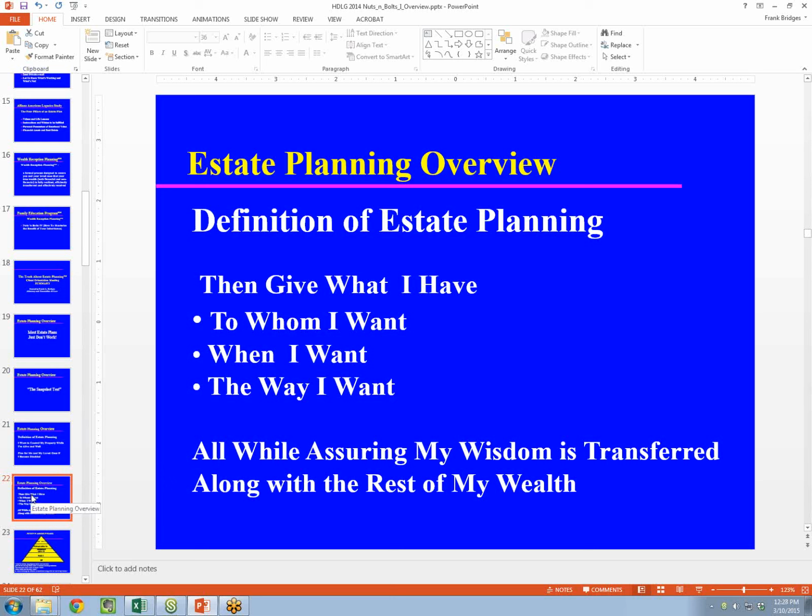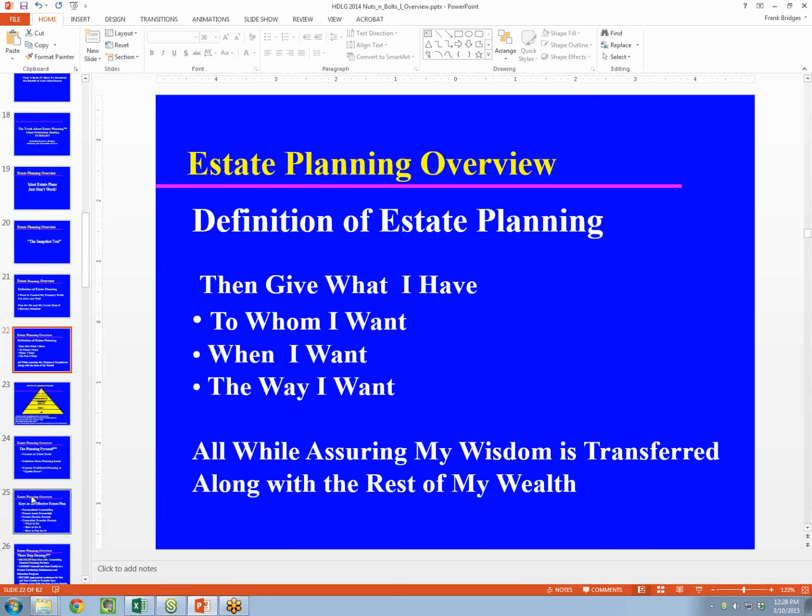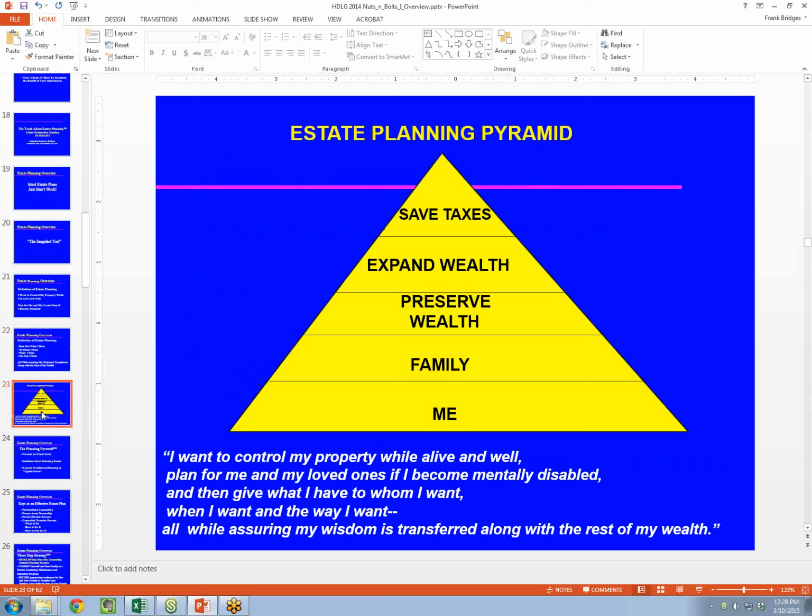So, all right, we have this definition, we know what the target is. How do we prioritize all of the various different things that we need to think about in answering all of those questions? And the way we've done that is we have this thing called the estate planning pyramid. And if you have a pyramid, you know that it sits with the base on the bottom, and it's very stable.